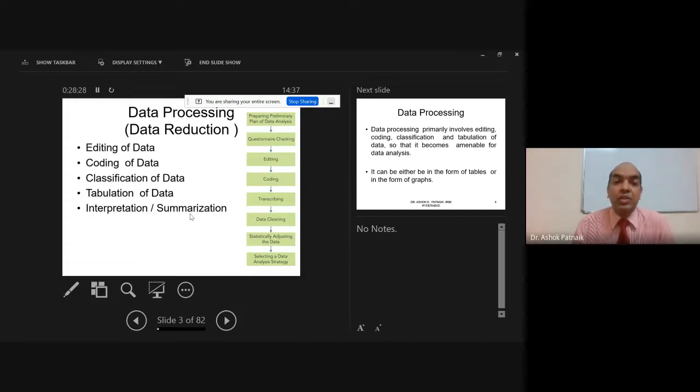Otherwise, the old saying goes: garbage in, garbage out. So if you put garbage in your analysis, only a garbage report will come up. So you have to select the right data, which will give you the right answer or right report. First you start with editing of data, then coding of data, then classification of data, then tabulation of data, and last you do interpretation or summarization.